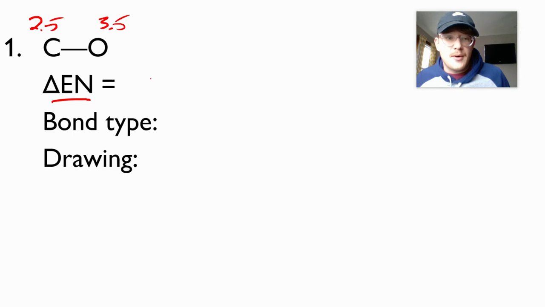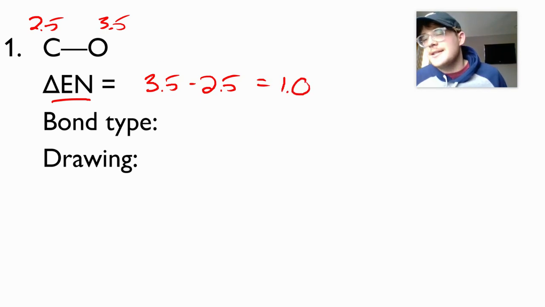Subtract them. Bigger number minus smaller number. So 3.5 minus 2.5 equals 1.0. And this is not the same as the numbers on the periodic table I gave you. The one I gave you is more specific and more up to date, but we could still do it anyway. So the difference is 1.0.